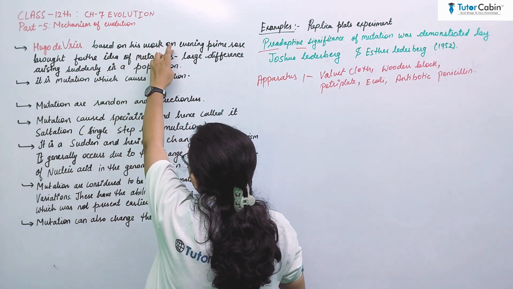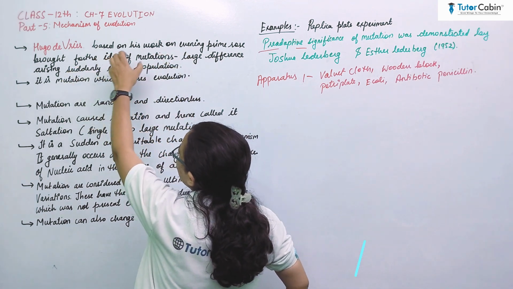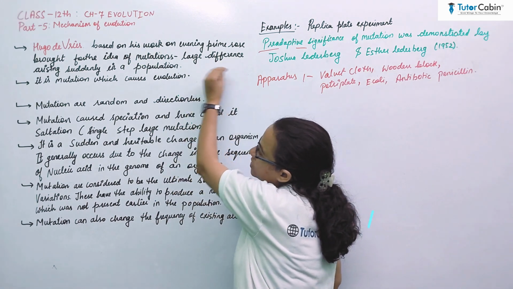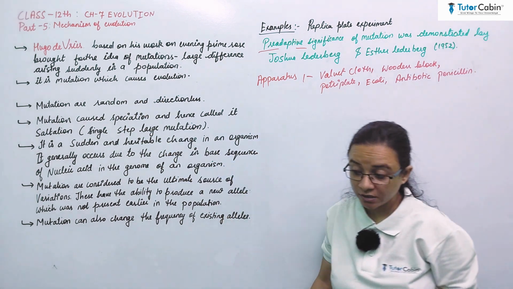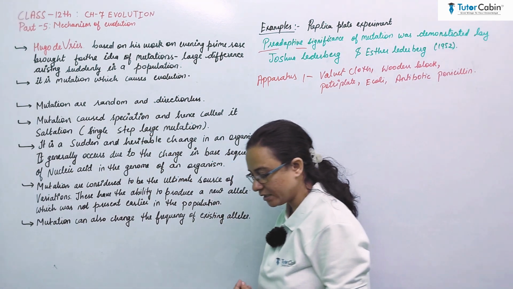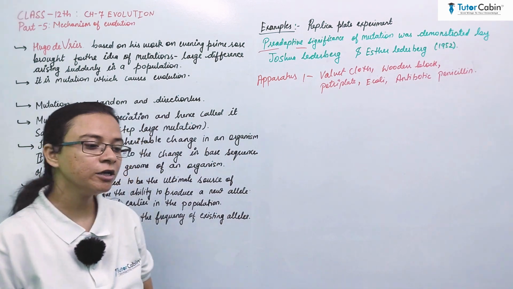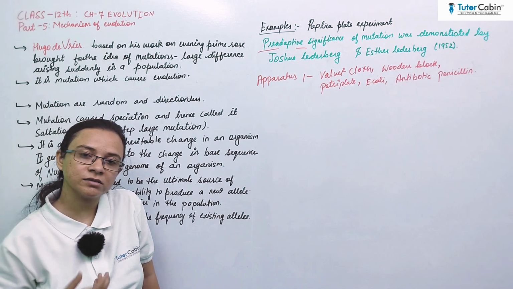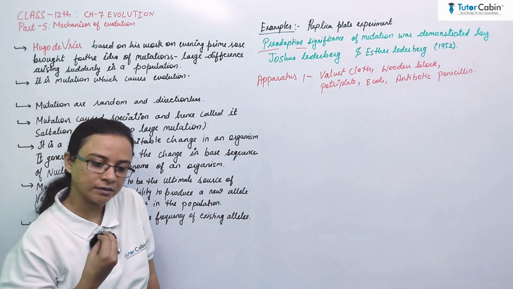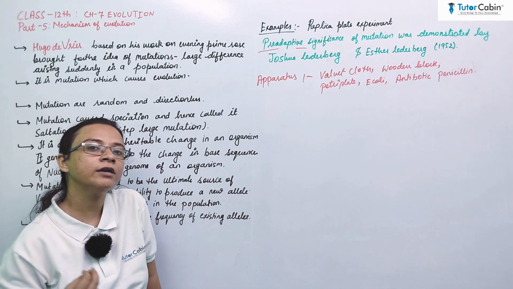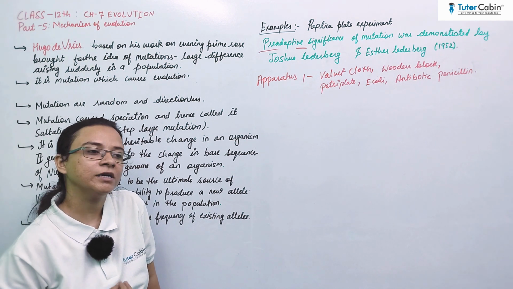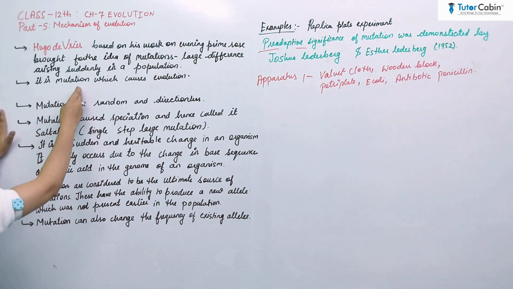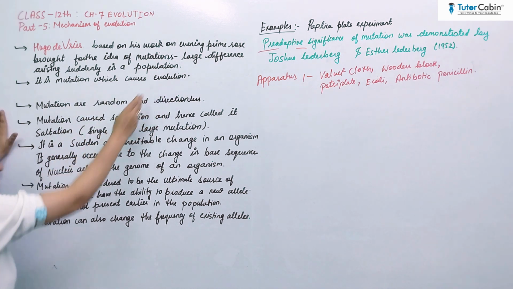Hugo de Vries, based on his work on evening primrose, brought forth the idea of mutation. Actually, mutation leads to evolution. Large differences arise suddenly in the population, because mutations are not a slow process. It is a random, fast, sudden process, and when these sudden mutation changes occur in the organism, it is known as evolution. It is mutation which causes evolution.